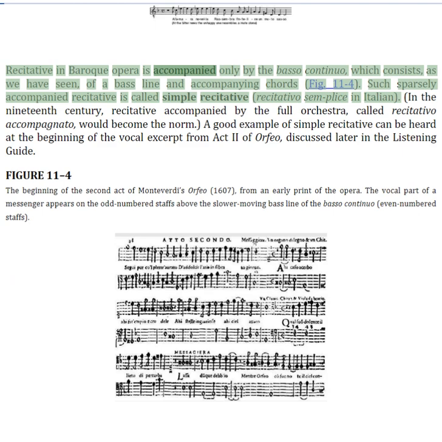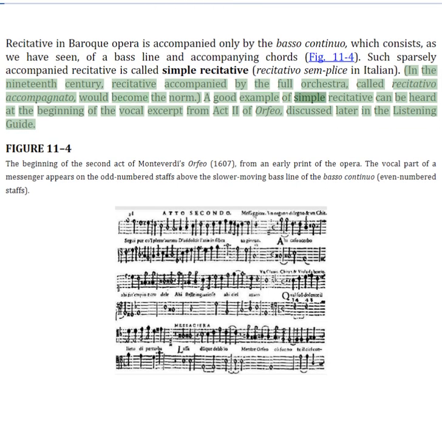Recitative in Baroque opera is accompanied only by the basso continuo, which consists, as we have seen, of a bass line and accompanying chords. Such sparsely accompanied recitative is called simple recitative. A good example of simple recitative can be heard at the beginning of the vocal excerpt from Act 2 of Orfeo, discussed later in the listening guide.